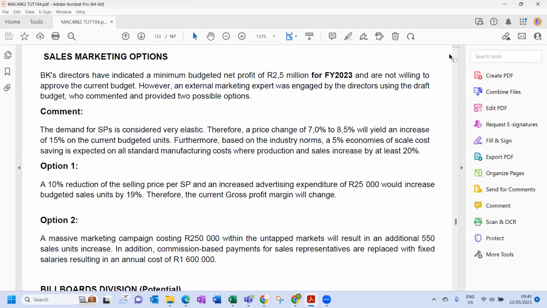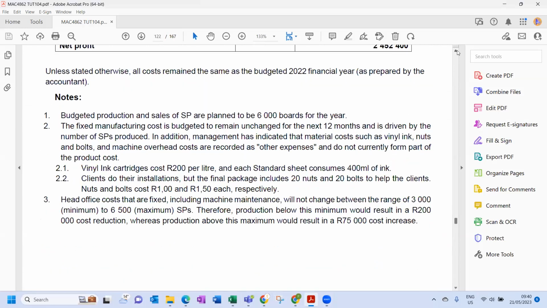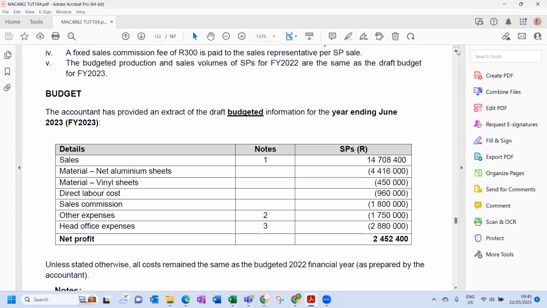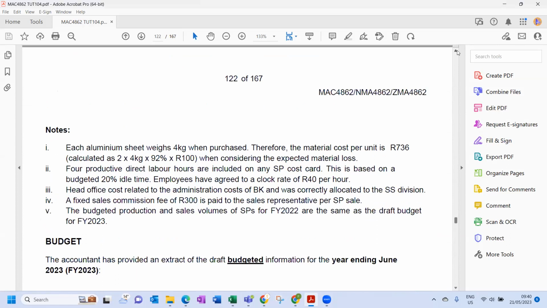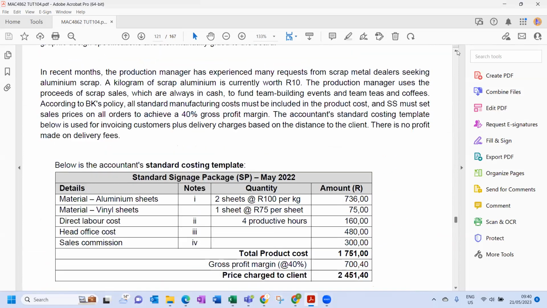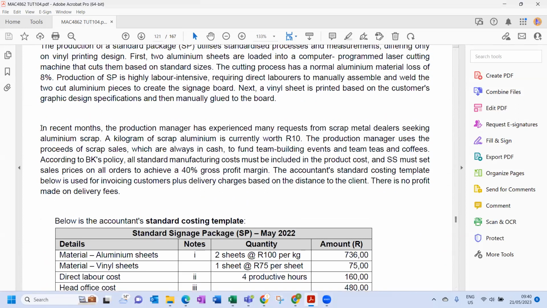So I was just reading through the question again yesterday. We forgot this part. Where did I see it now? This over here. So remember the scrap value. So there's basically a kilogram of scrap aluminium that is currently worth 10 Rand. So we use that 10, and we will actually reduce the cost by that byproduct.